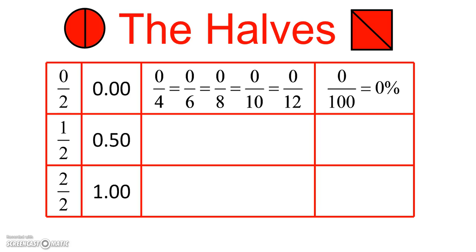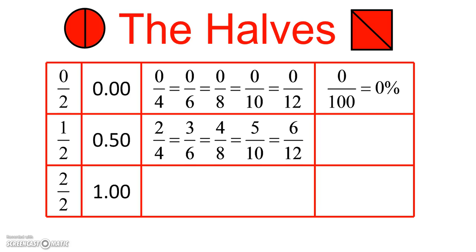Let's move on to 1/2. Here are a few equivalent fractions for 1/2. If you want to, pause this video and do the division. I'm sure you'll agree they all equal 0.5 or 5/10. If I continued to make equivalent fractions, I could make one whose denominator is 100, and it would be 50 over 100, which is equal to 50%.